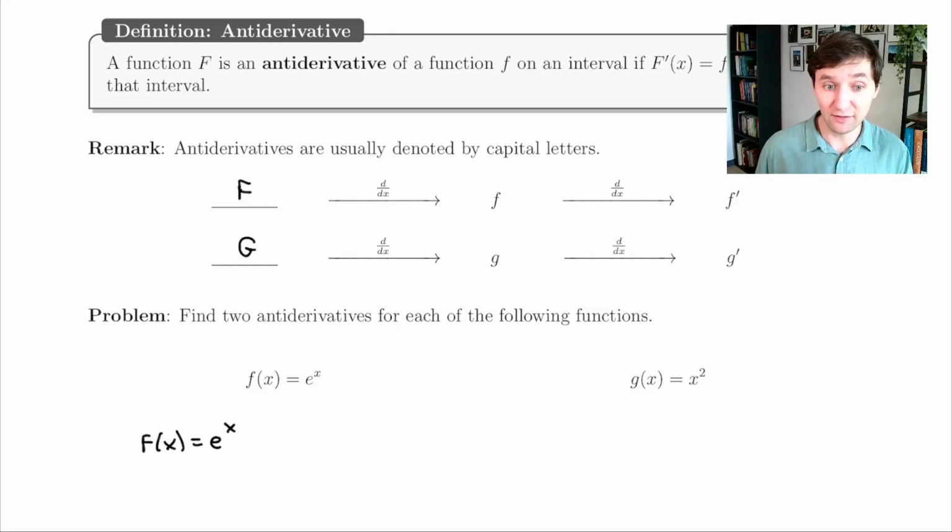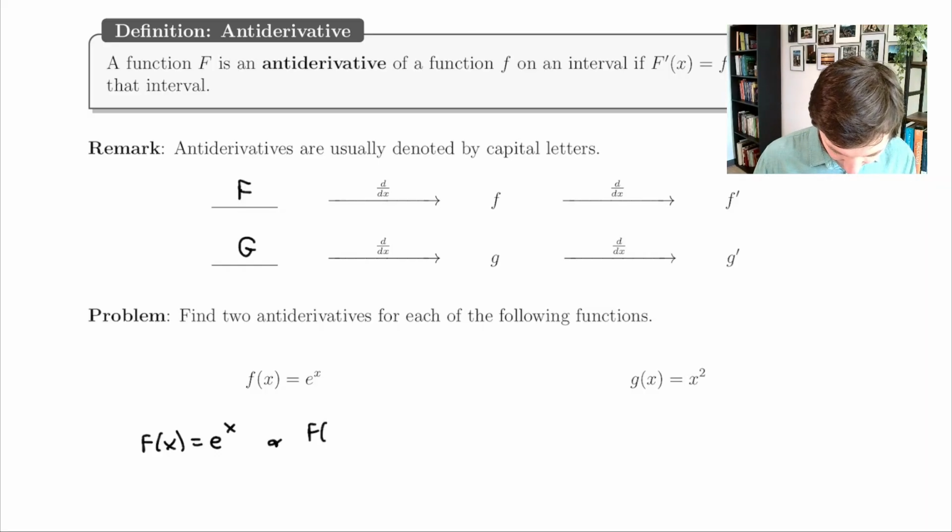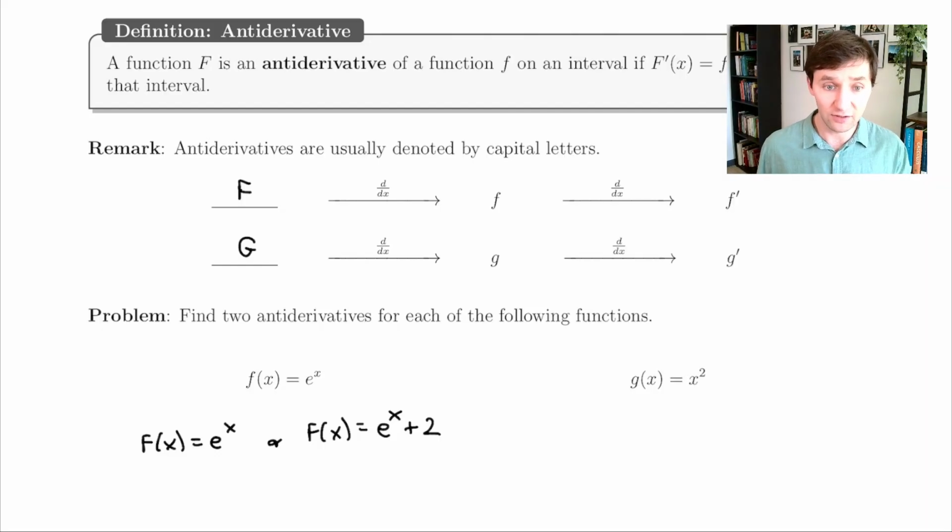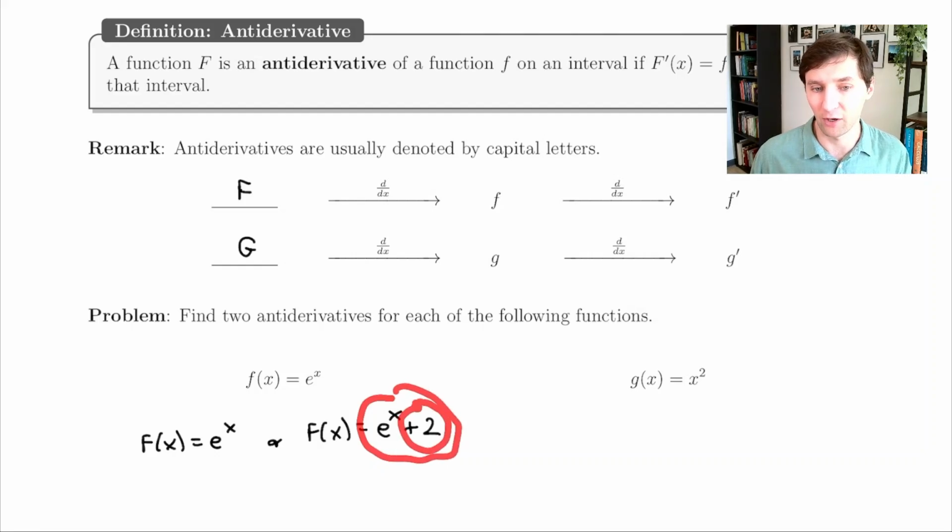I can come up with a different function whose derivative is also e to the power of x. That could be f of x equals e to the power of x plus 2. The derivative of this function is again e to the power of x, because the derivative of e to the power of x is e to the power of x, and the derivative of 2 is 0. In fact, e to the power of x plus any constant would work. I could have added 5, I could have subtracted 100.